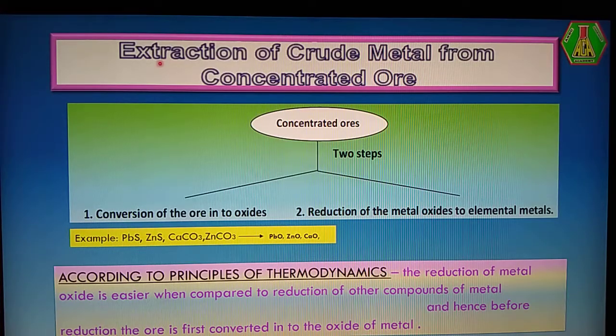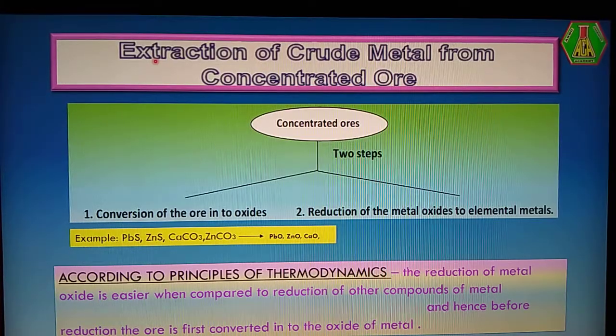The step is extraction. Okay, so the topic is extraction of crude metal. I mean, at the end of the extraction process we have a crude metal. Crude metal means impure metal. So the impure metal may be obtained from a concentrated ore. That's why extraction of crude metal from concentrated ore. Here, 2 steps are available.